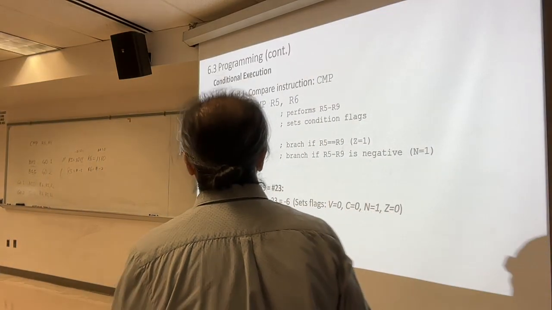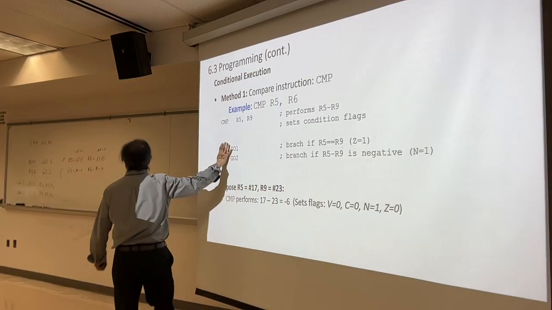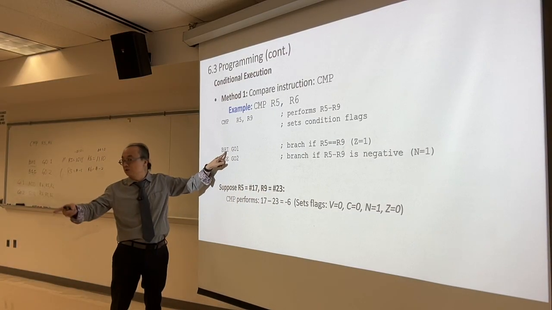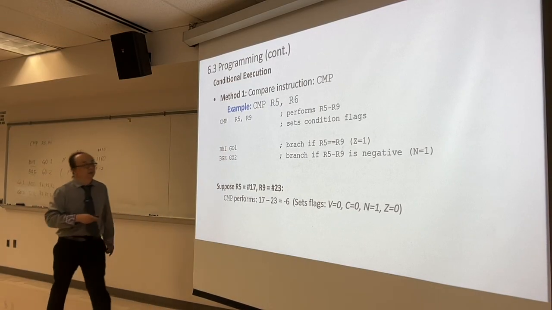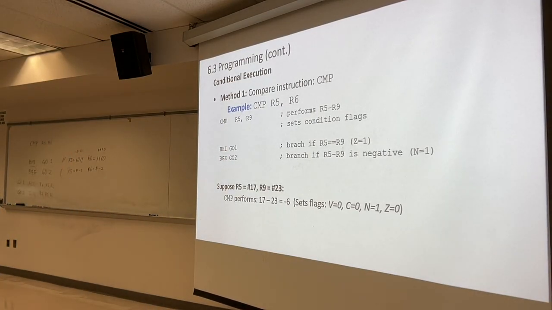Oh, good point. I'm going to fix that. So BHI is for unsigned comparing of two numbers, right? So this should be BEQ. Change that to BEQ, typo.